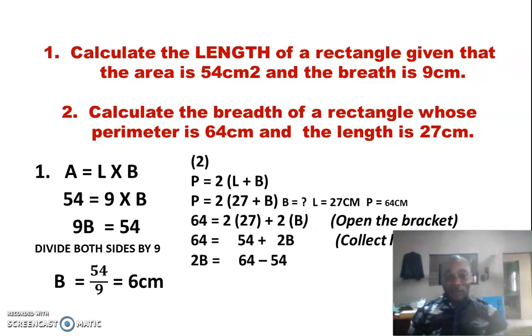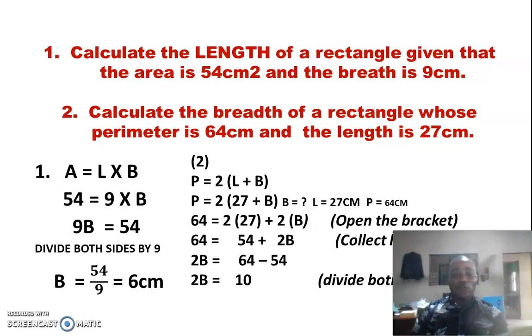Collecting like terms now, remember 64 equals 54 plus 2b. Collecting like terms, so that means 2b equals what? 64 minus 54. 64 minus 54 will give us 10. So we have 2b equals 10.